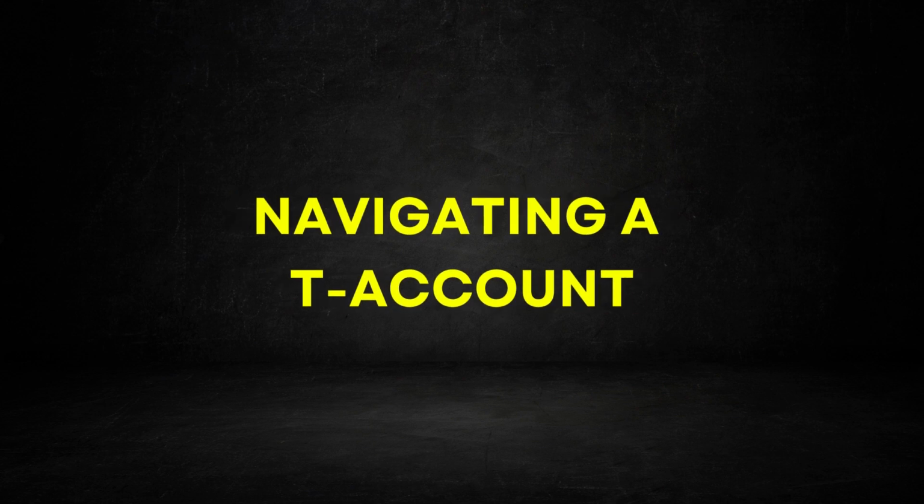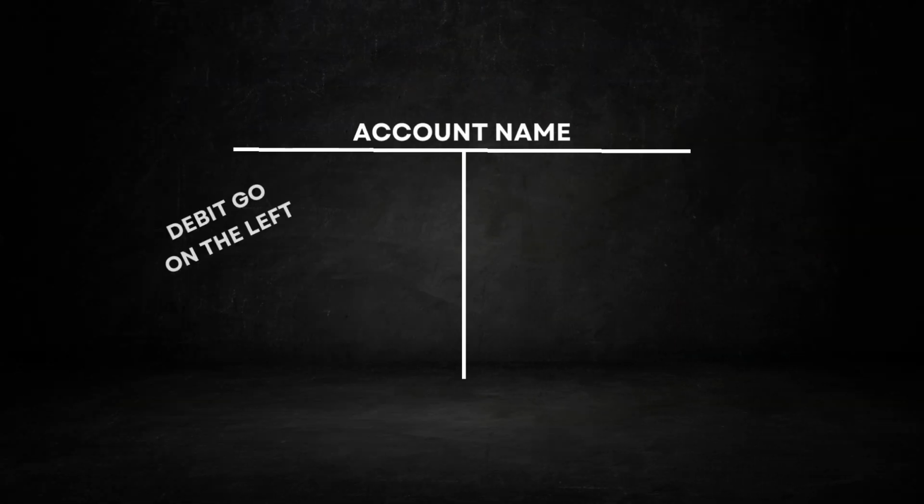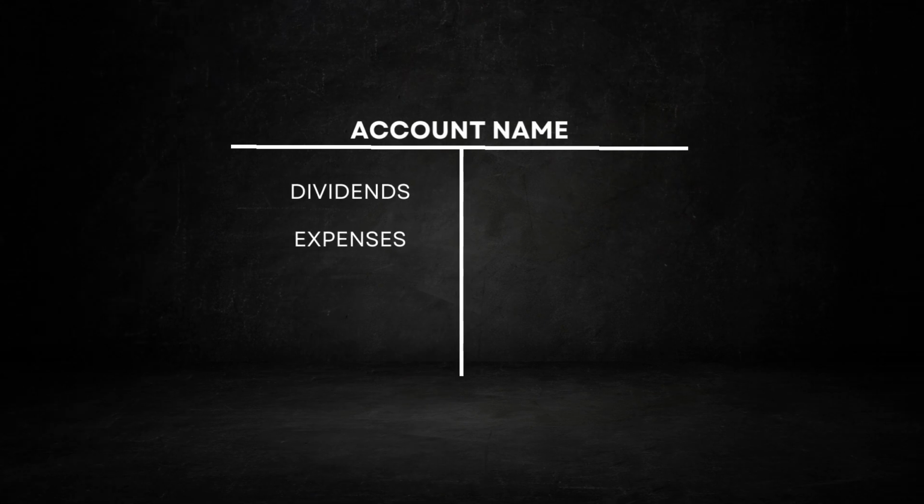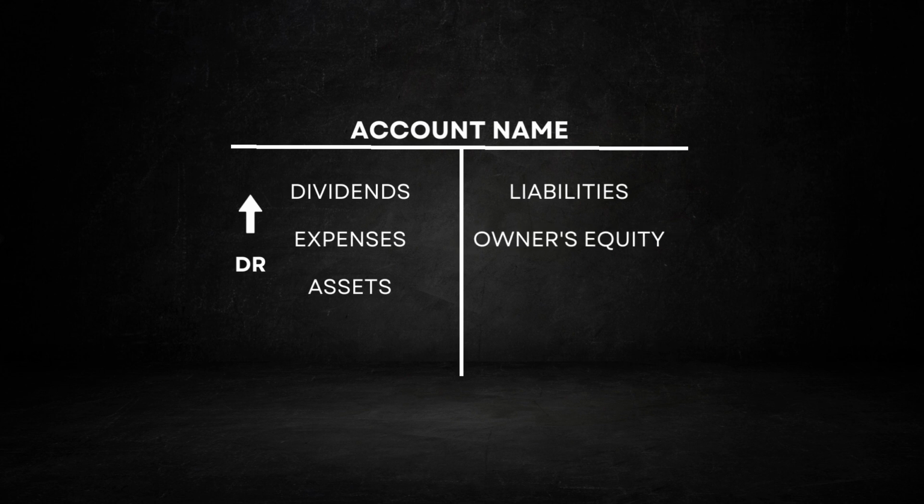In its simplest form, a T account consists of two columns. Debits are recorded on the left side, while credits are recorded on the right side. For ease of identification, you can label the top of the T account with DR and CR. It's important to remember that debits increase certain accounts, while credits decrease them. To help you remember which accounts are impacted by debits and credits, you can use the mnemonic DEALER. Dividends, expenses, and assets are increased by debits, while liabilities, owner's equity paid in, and revenue are increased by credits.